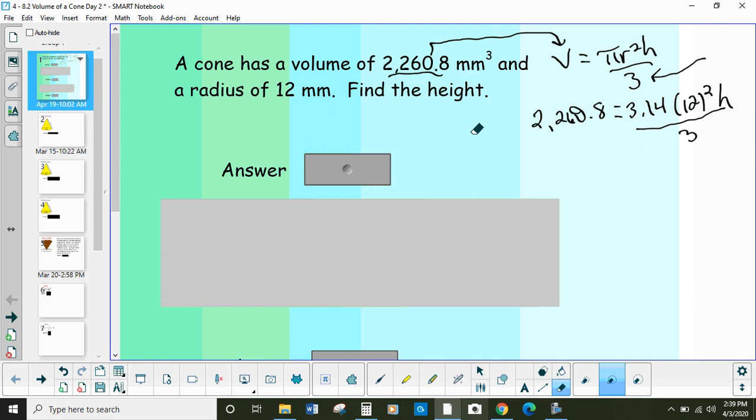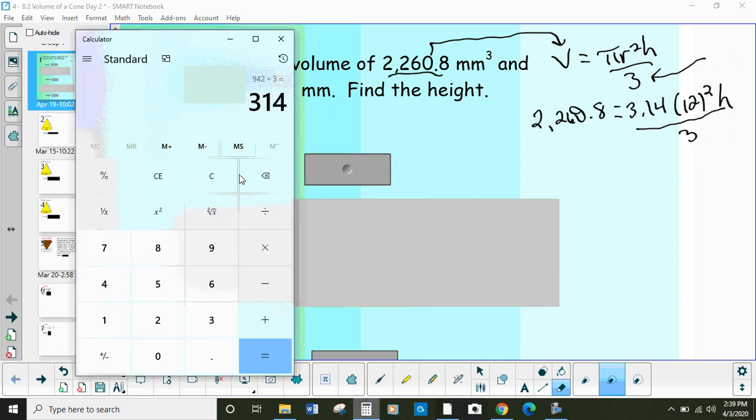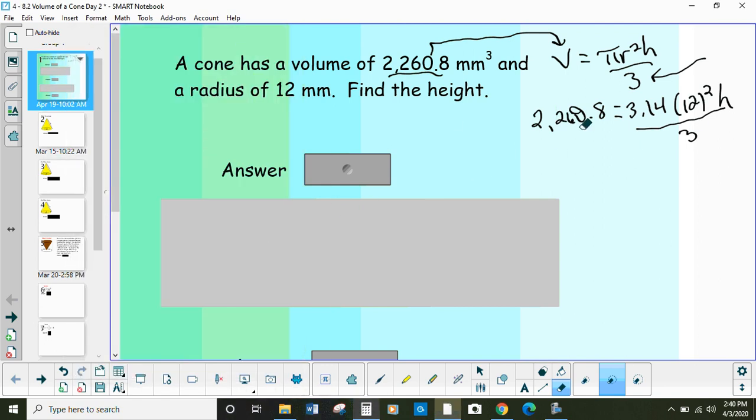So we're going to go ahead and grab our calculators right now. We're going to simplify the right side of the equation. We're going to multiply these numbers together. Remember, start with your exponents first. 12 times 12 times pi, and then divide by 3. So all those numbers over there are going to equal 152 and 72 hundredths.